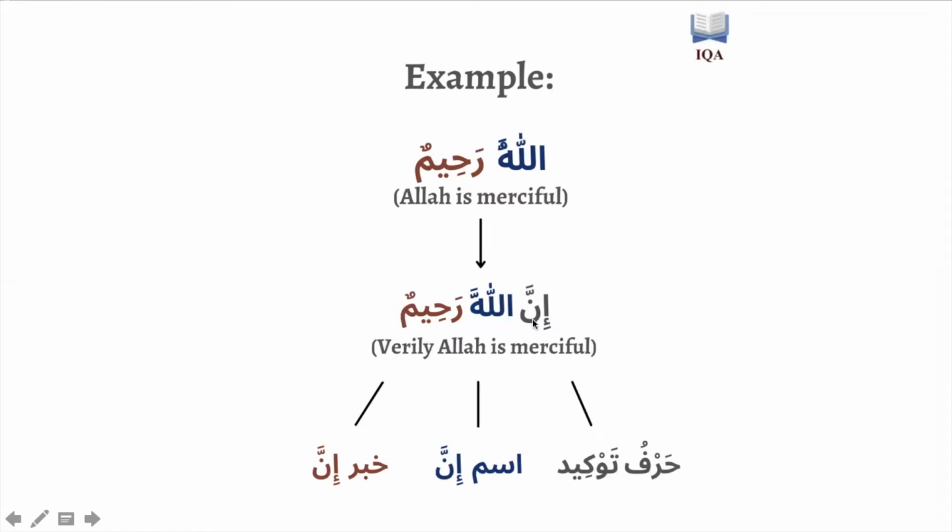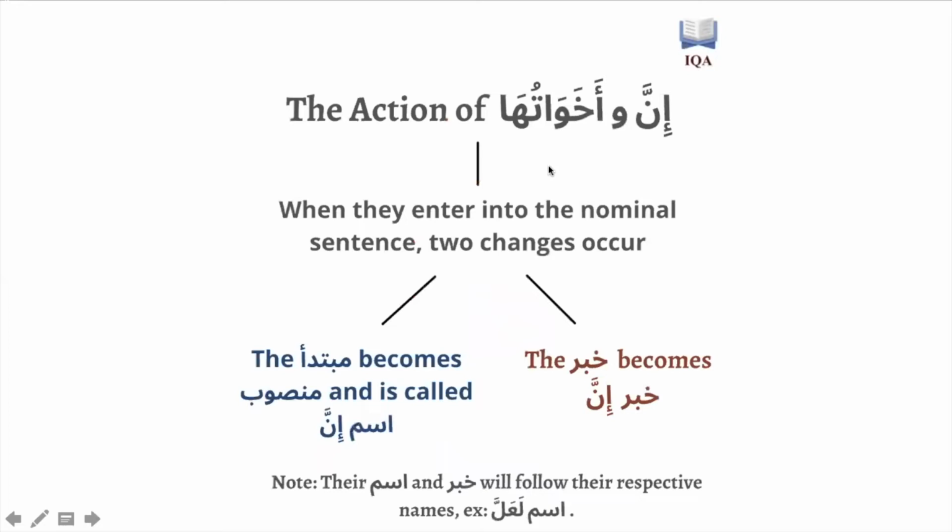So I cannot say inna Allahu rahimun. That would be a mistake. Because Allah is the ismu inna, it comes after inna and it needs to be mansoob. So it has to be Allah, it can never be Allahi or Allahu in this example. So that's what's meant here when we say that when inna or any of its sisters, and we're going to cover the sisters of inna, when they enter into a nominal sentence, 2 changes occur. The mubtada becomes mansoob and it's called ismu inna, and the khabar becomes khabaru inna.